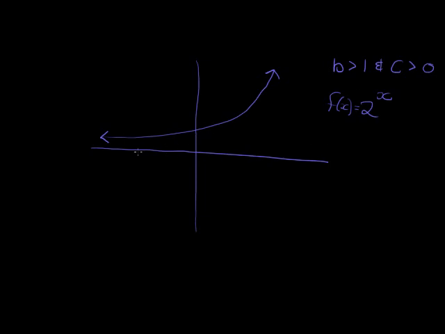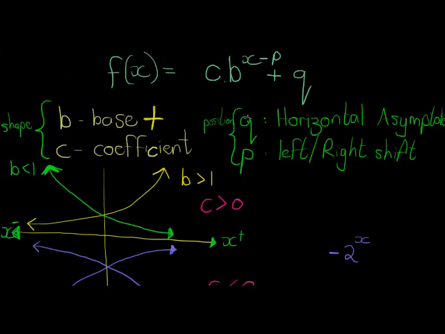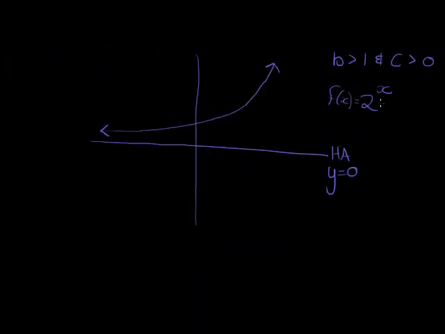Now, what positions do we have? Well, first we have this horizontal asymptote. Even though mine looks a little bit downhill, forget about that for now. The horizontal asymptote in this case is y is equal to 0. You remember I said the horizontal asymptote is this q value. But this one doesn't have a q value, does it? No, it does. It's just 0. It's got no q value or 0 q value. That's why the horizontal asymptote is y is equal to 0.